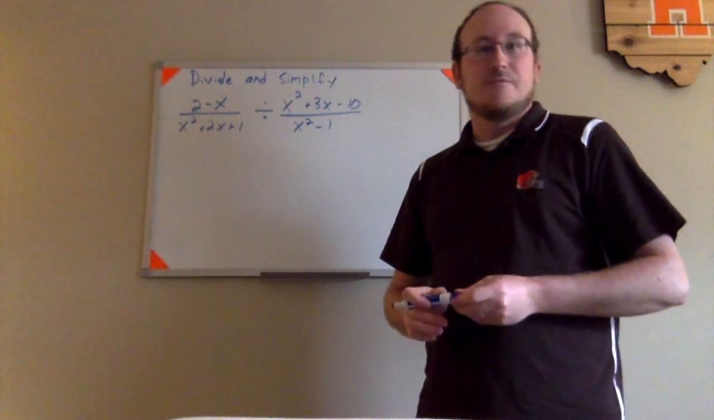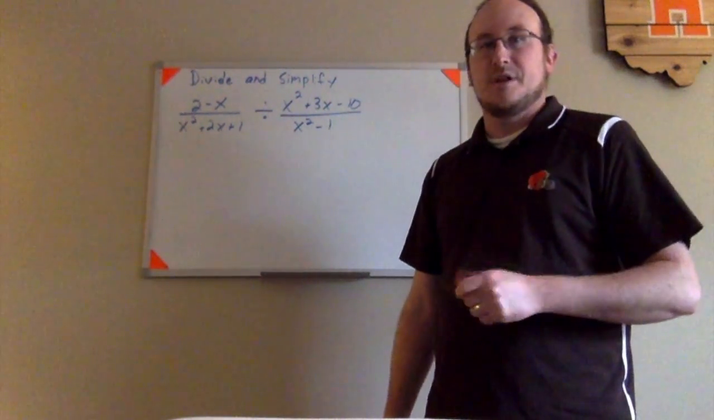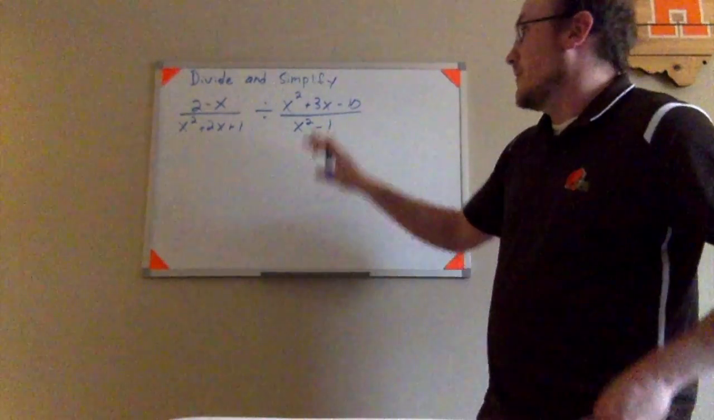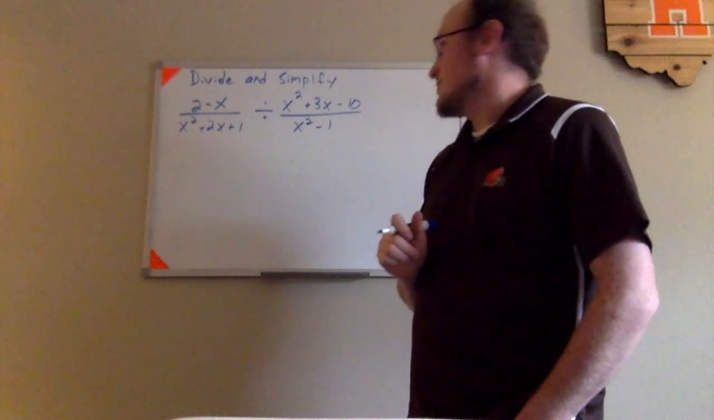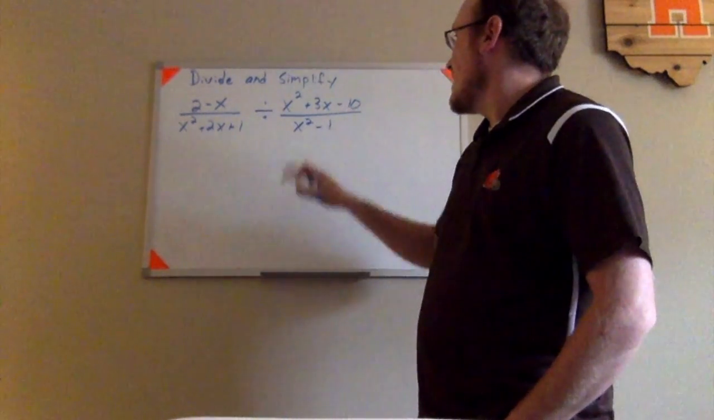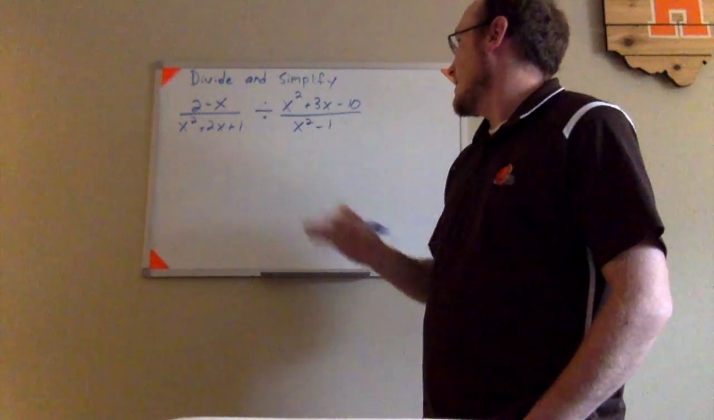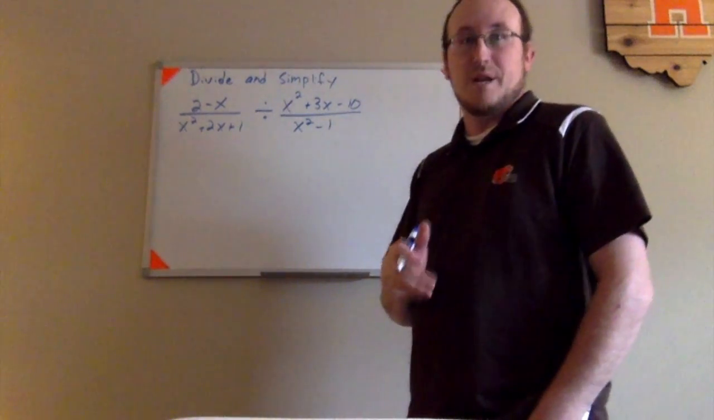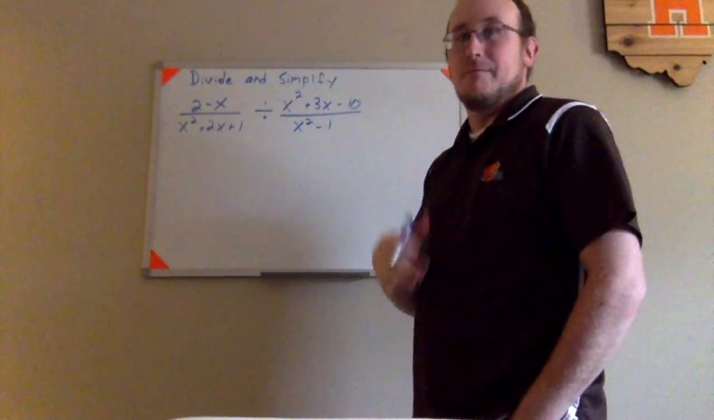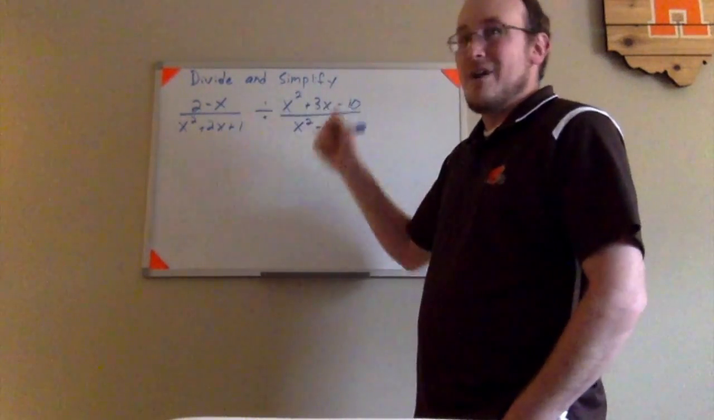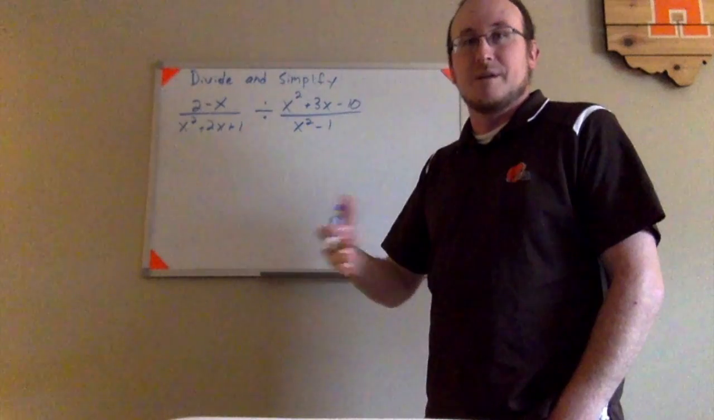This is a problem that wants me to divide and simplify as well as state restrictions on the variables. So here I have (2 minus x) over (x squared plus 2x plus 1) being divided by (x squared plus 3x minus 10) over (x squared minus 1). So I have a fraction divided by a fraction. Let's recall that dividing by a fraction is the same thing as multiplying by its reciprocal.